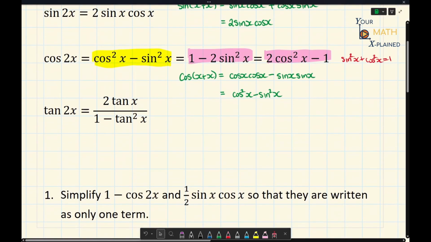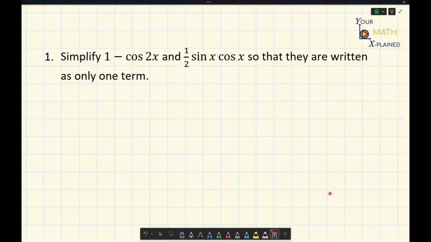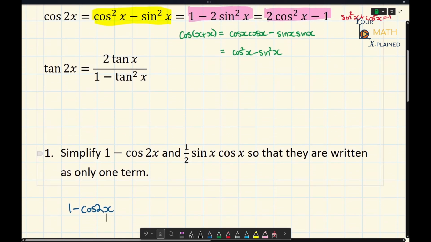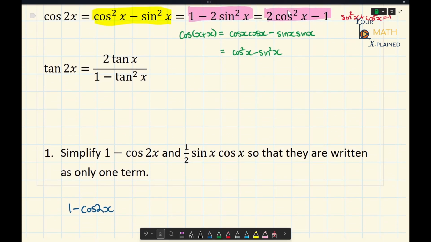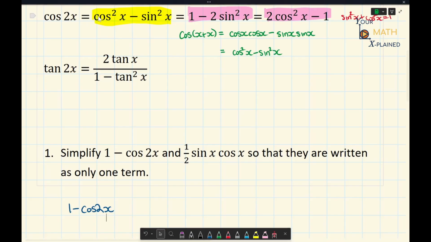So now let's take a look at what kind of questions we can be working with using these double angle identities. For our first question, we want to simplify 1 minus cos 2x so that it is written as only one term. If we scroll back up, we can see that cos 2x is the one where we can pick multiple different identities. But because we want to rewrite this as only one term, the first one is not going to work, because we have cos squared x minus sine squared x, and that is not going to help us with simplifying it down to one term.